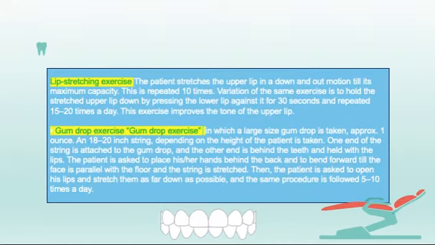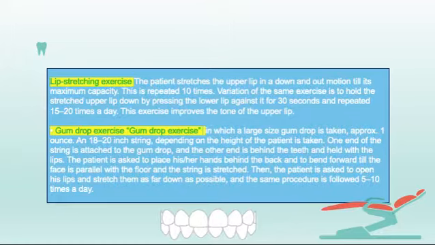Lip stretching exercise. The patient stretches the upper lip in a down and out motion to maximum capacity. This is repeated 10 times. A variation of the same exercise is to hold the stretched upper lip down by pressing the lower lip against it for 30 seconds, repeated 15 to 20 times a day. This exercise improves the tone of the upper lip.